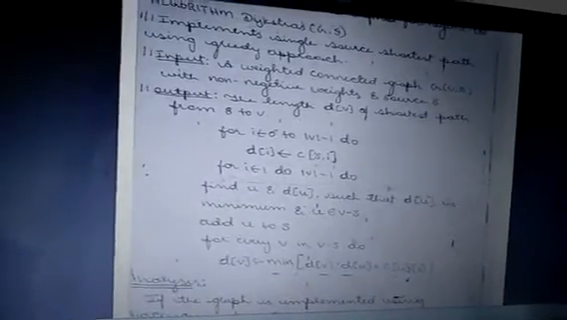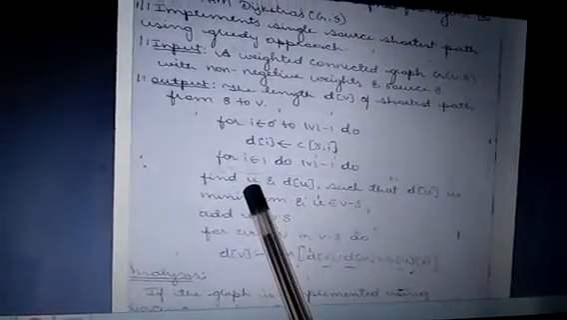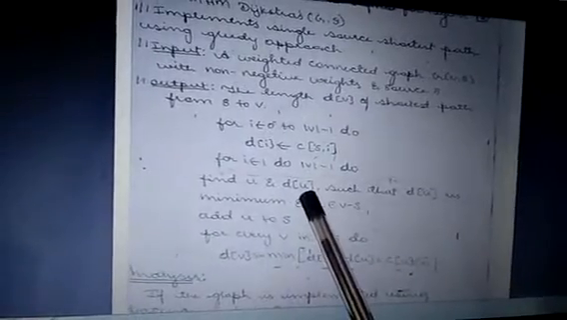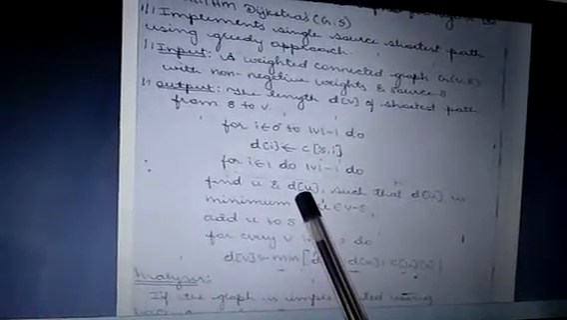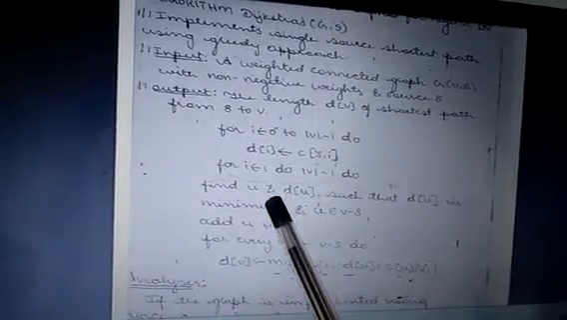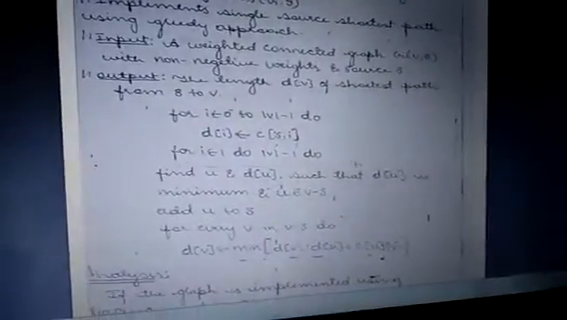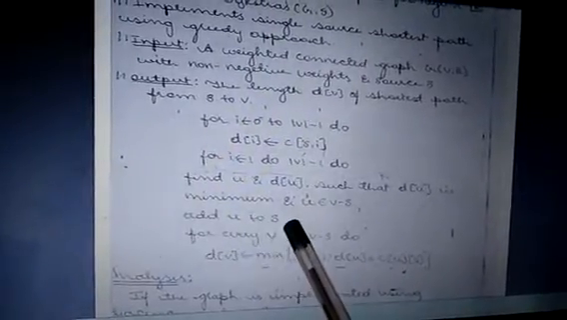For i equals 1 to v minus 1, find u and d of u. What do you mean by u and d of u? U means the next vertex from the source vertex. D of u means the weight of that vertex. For example, if 1 is the source vertex and you are going from 1 to 2, the weight is 3, which means here 2 is u and 3 is d of u. Such that d of u is minimum. You have to make sure that d of u, the weight of that particular vertex, is minimum. If it is minimum, then add u to s.